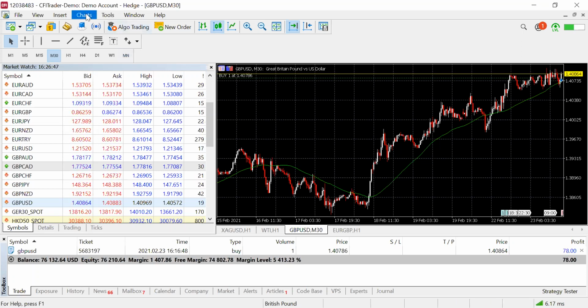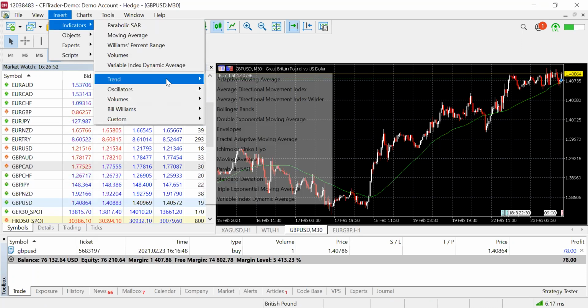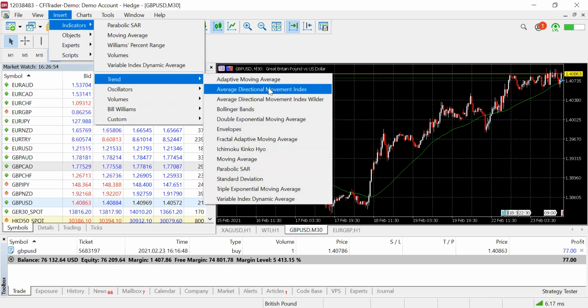Okay. Also, if you would like to add any other technical indicator, you have all the options here. You have the Parabolic SAR, you also have the Bollinger Bands. So you have plenty of options.